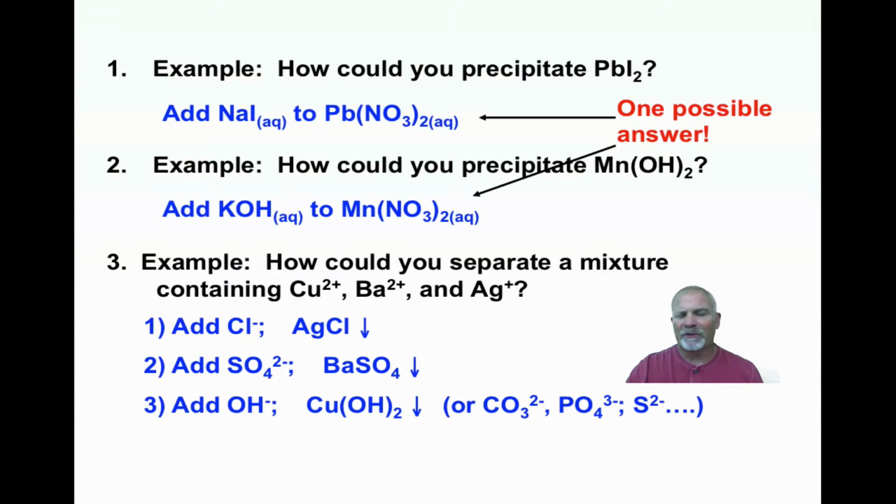With my copper, I can really add almost any of my anions there. The hydroxide will pull it out. Carbonate, phosphate, sulfide, and others will actually pull it out of solution. So again, these are just ways of doing it. This could be done in the lab activity. But again, just make sure you know your solubility rules, because I could ask you something like this on the test.